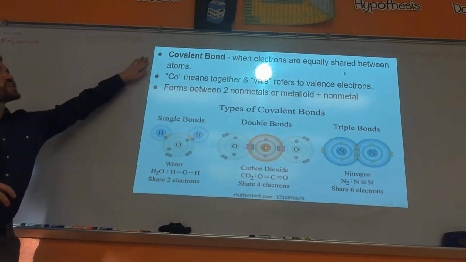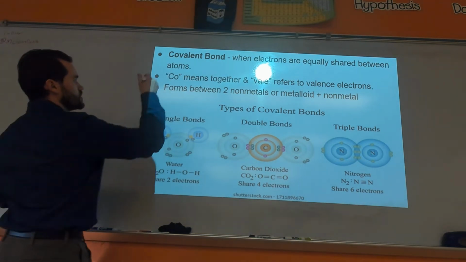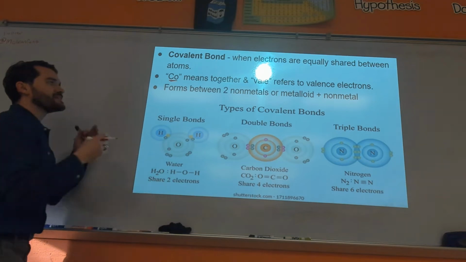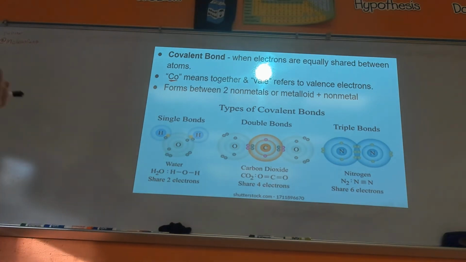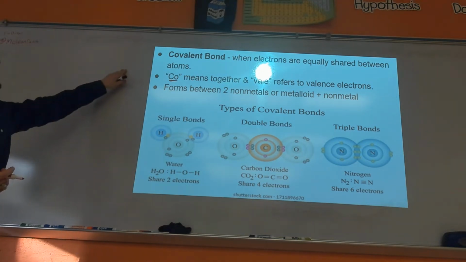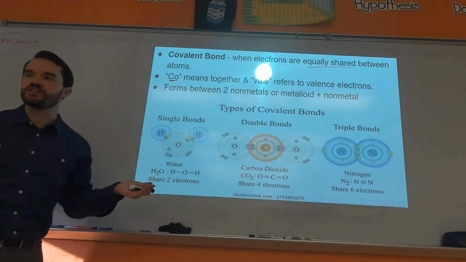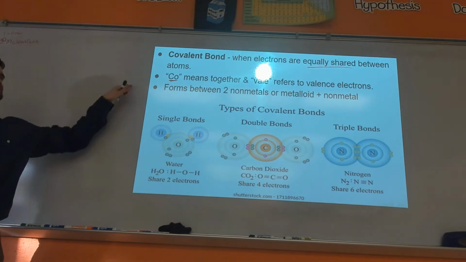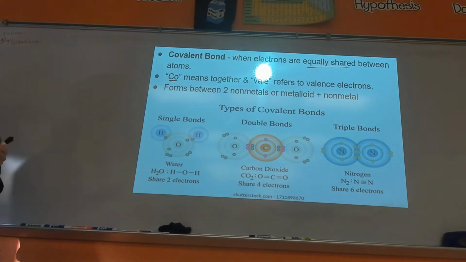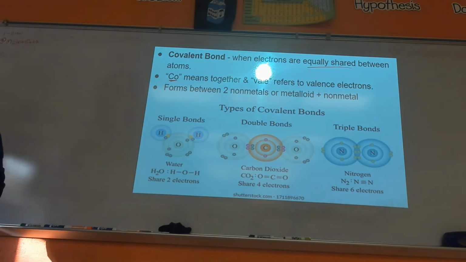Okay? So in a covalent bond, co- means together. Like if you cooperate with someone, you're sharing the load. So a covalent bond, there is an equal sharing of the valence electrons. In other words, this isn't just randomly named. The name makes sense based on what's happening with the valence electrons in this bond.